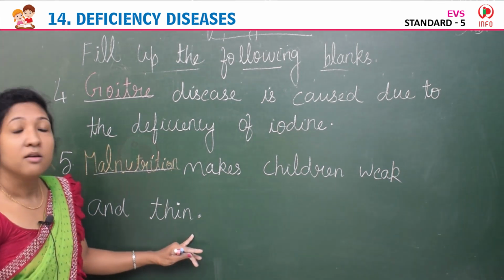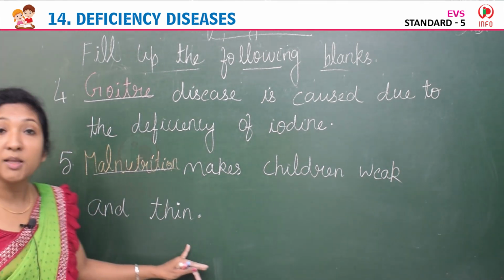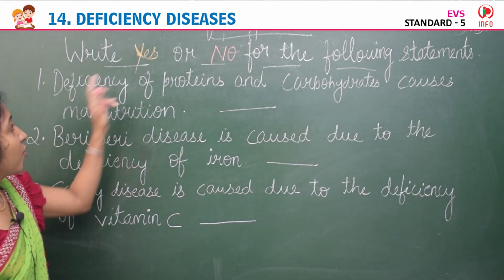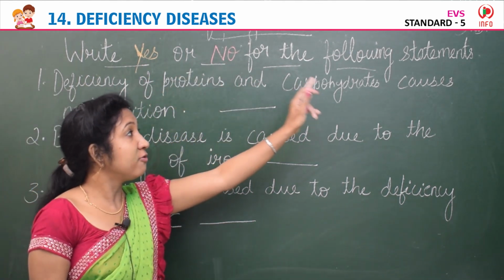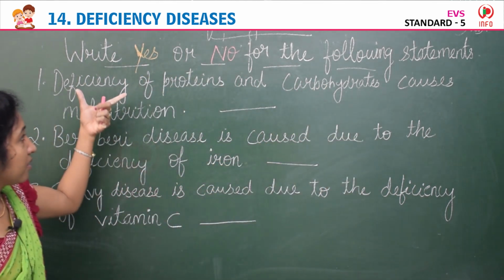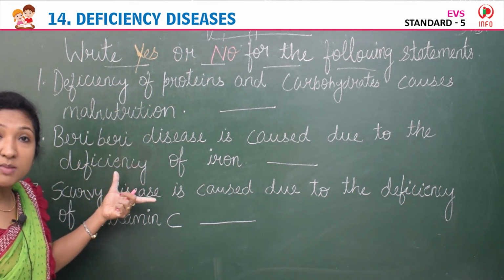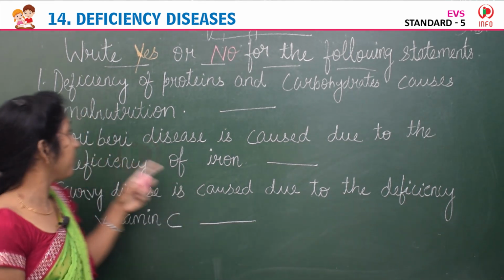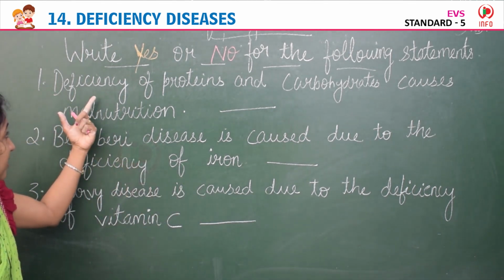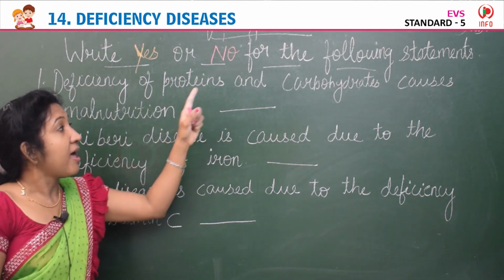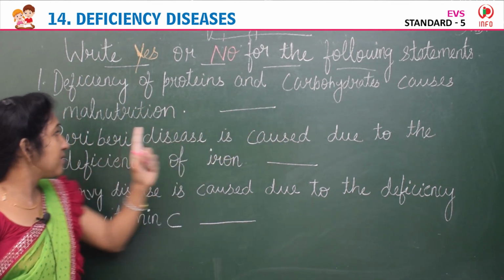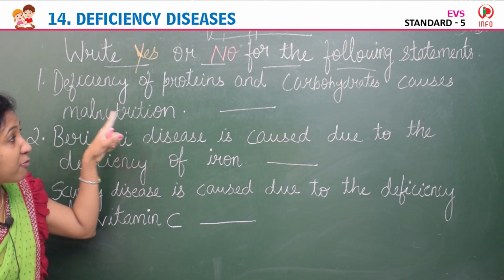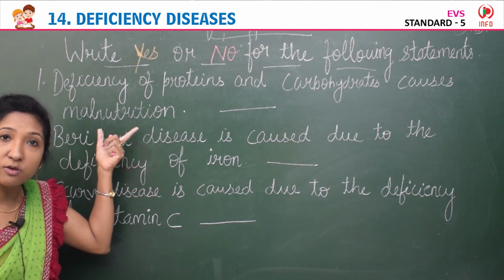That's all about our filling the blanks, completed. Our next exercise is write yes or no for the following statements. Below there are some statements given, children. You have to write yes or no whether it is right or wrong. First one, deficiency of proteins and carbohydrates causes malnutrition. Is it right, children?